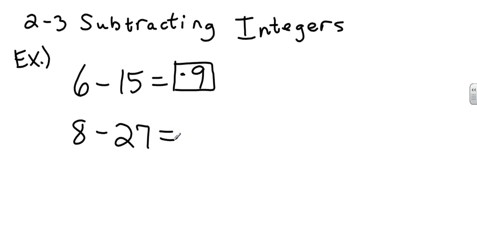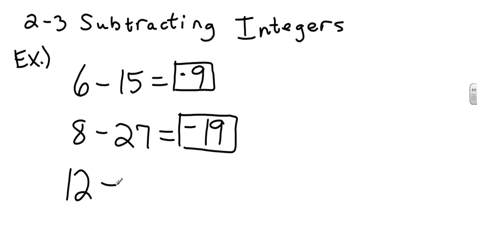Let's look at another example just like that. Again, my second number is bigger than my first one, so I know that my answer is going to be negative. In this case, 8 minus 27, I just flip it around and take 27 minus 8. That's going to give me a negative 19. Let's try one more that looks just like this. Again, first number smaller than second, so my answer is going to be negative. 12 minus 32, I flip that around to 32 minus 12, and that makes my answer negative 20.